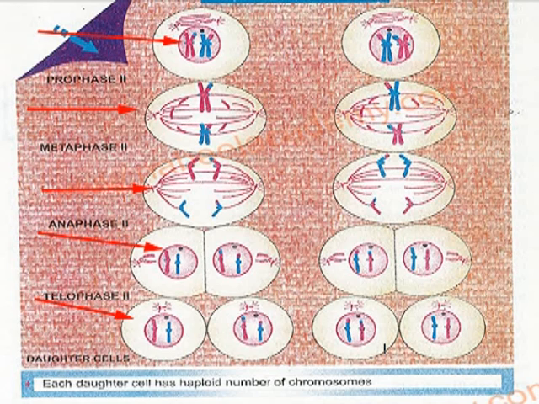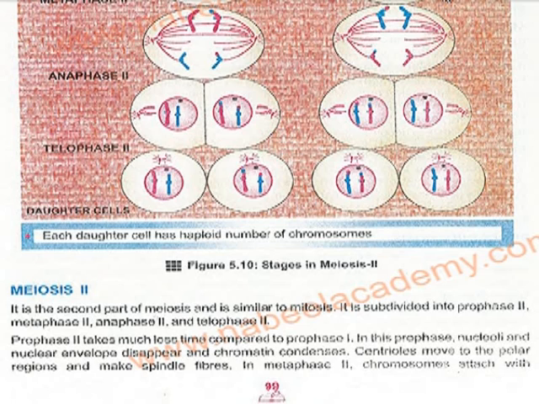Each daughter cell has a haploid number of chromosomes, and again they are showing the crossing over with the help of differences in the colors. What is meiosis 2? It is the second part of meiosis, and it is similar to mitosis.